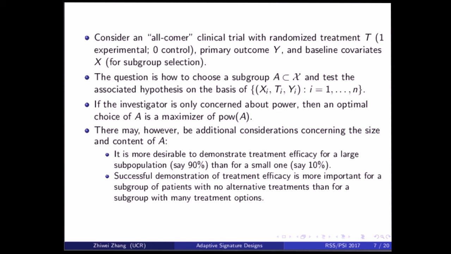If the investigator is only concerned about power, then we want to maximize this power function, which gives the power for demonstrating treatment efficacy for a subset A. There may be additional considerations concerning the size and content of A. Obviously, it's more desirable to demonstrate treatment efficacy for a larger subgroup than for a smaller one. Moreover, successful demonstration of treatment efficacy is more important for a subgroup of patients with no alternative treatments than for a subgroup with many treatment options, right?